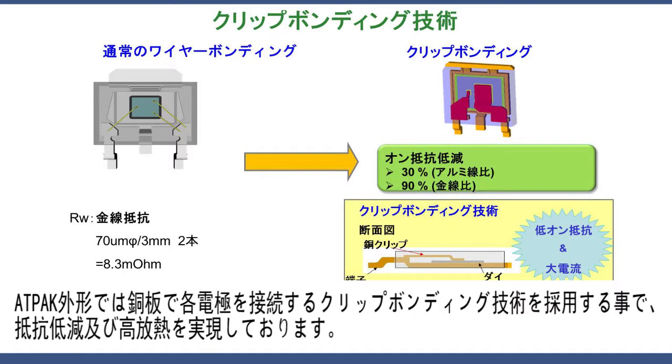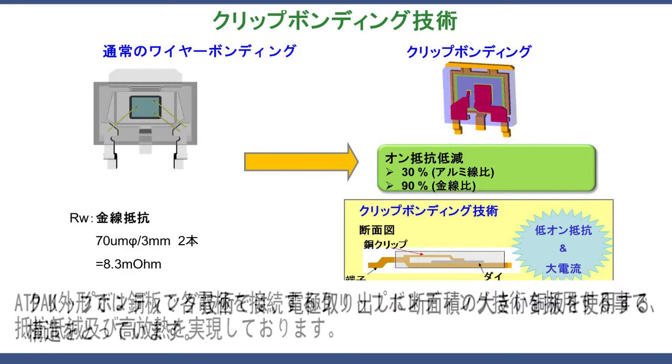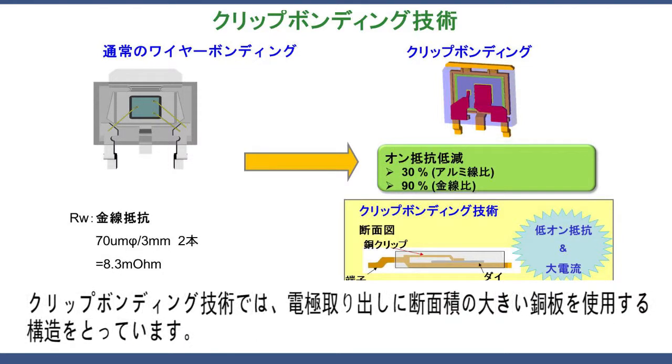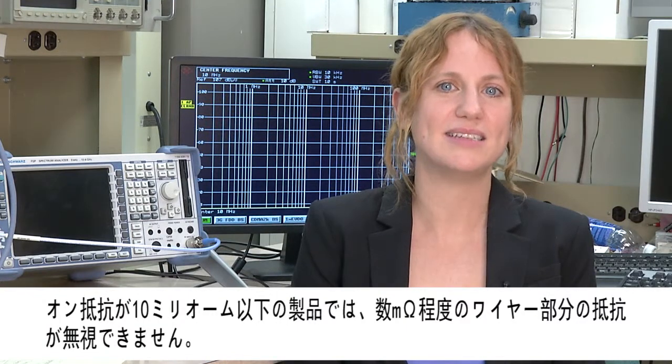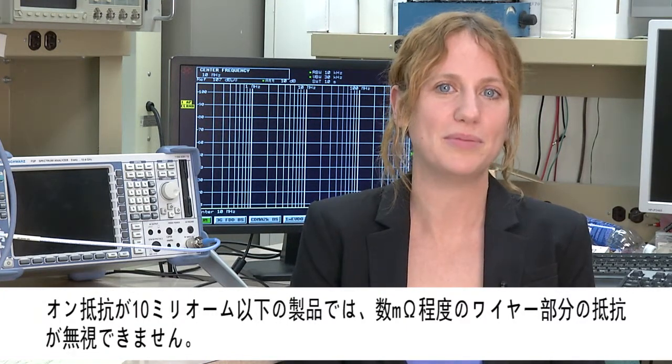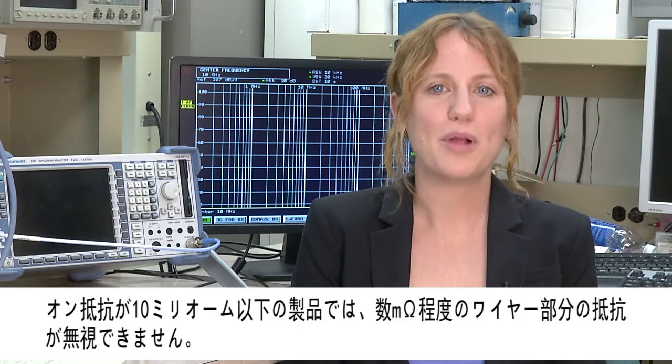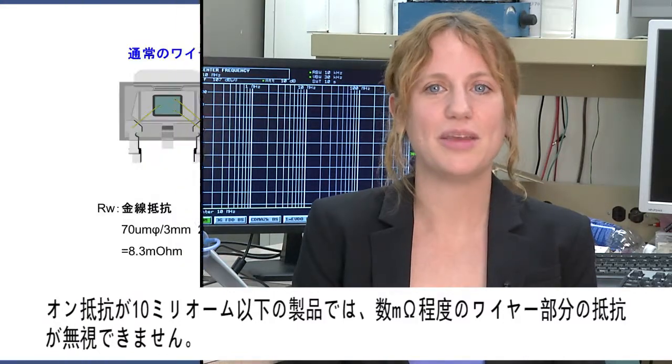We successfully reduced the on resistance and realized better thermal conduction by connecting each electrode directly with the copper clip, overcoming those disadvantages. The structure of clip bonding technology uses a copper plate with a wide section area. This enables the increase of total full load current without concern for the fusing current that occurs in conventional wire bonding. In applications where the on resistance is required to be lower than 10 milliohms, the resistance in the wire, approximately a couple of milliohms, cannot be ignored.